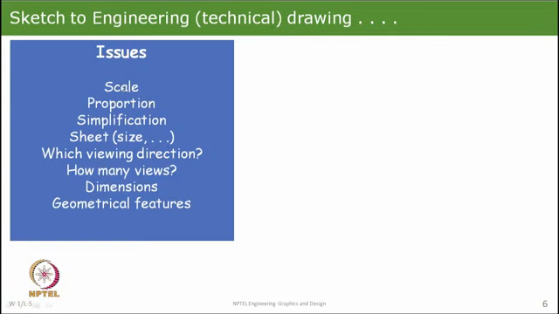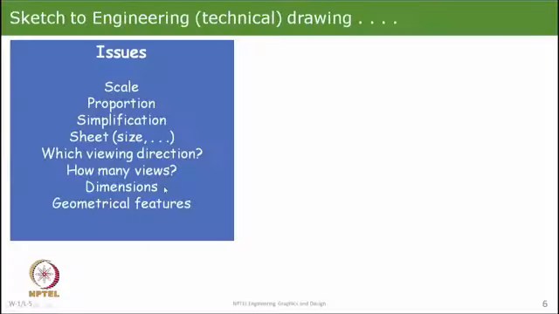So, here are some of the issues that go into deciding how to make a drawing. First is of course, what sheet size should I use, what should be the scale on which I should show the object, what should be the proportion of different directions, sizes on different directions, how can I simplify the views, which should be my viewing direction, how many views should I give. If one view is not giving all the information, can two views give it, do I need to give three views?